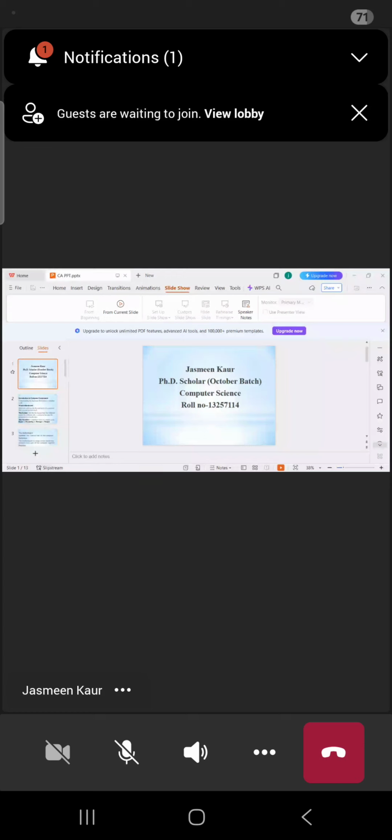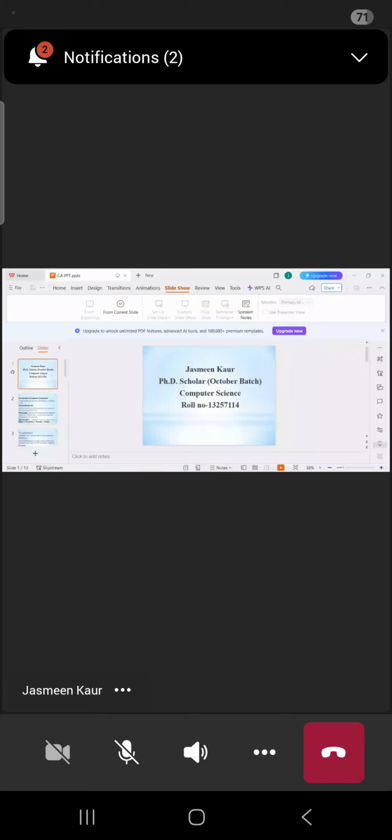Next is storage devices. There are two types of storage devices, HDD, that is hard disk drive, and SSD.